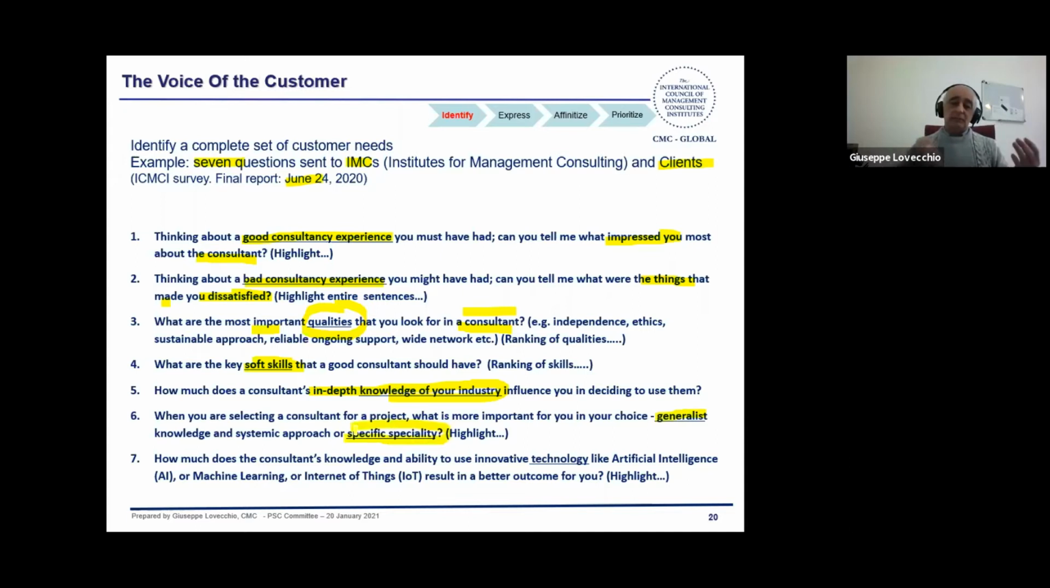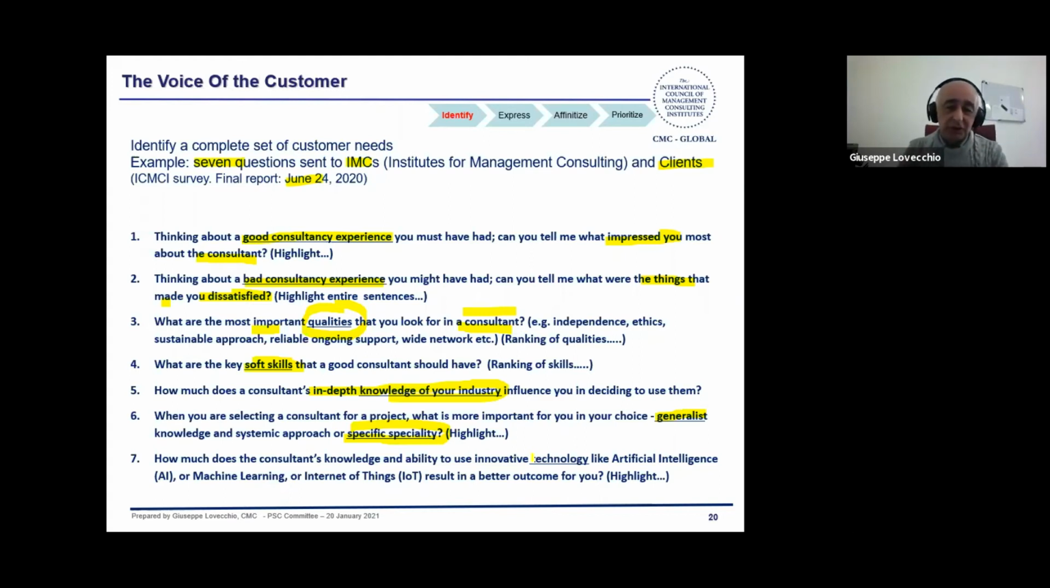So, a choice, no? Generalism versus specialty. And the last question is about technology. Of course, today, do you need a technology-oriented consultant, with artificial intelligence, Internet of Things, and so on, or not?